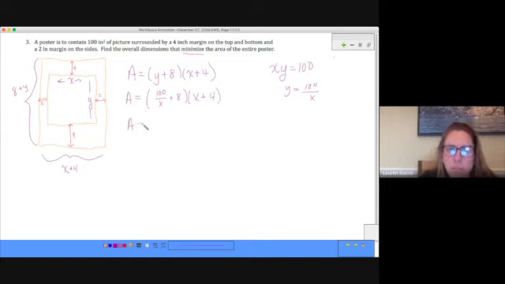So when I FOIL this, I still haven't taken the derivative. So when I FOIL this, I get 100 plus 400 over X, and that I should probably write as 400 X to the negative 1 because I'm going to want to take the derivative in the next step.